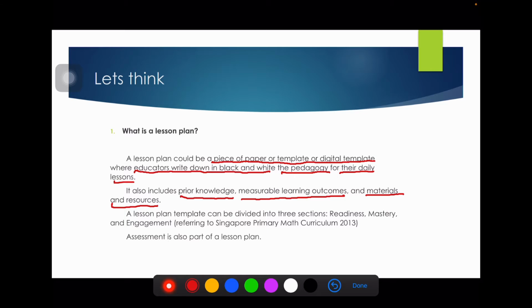Now, a lesson plan template can be divided into three sections: readiness, mastery, and engagement, and we are referring to the Singapore Primary Math Curriculum 2013. Assessment, on the other hand, is also a part of a lesson plan.